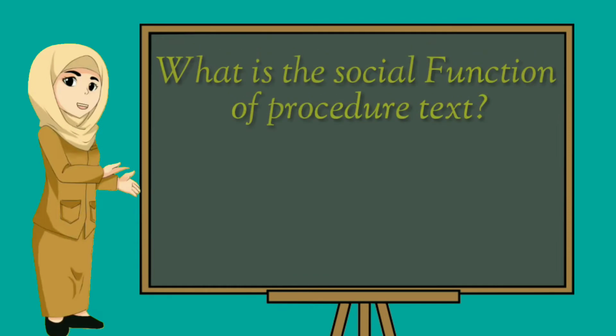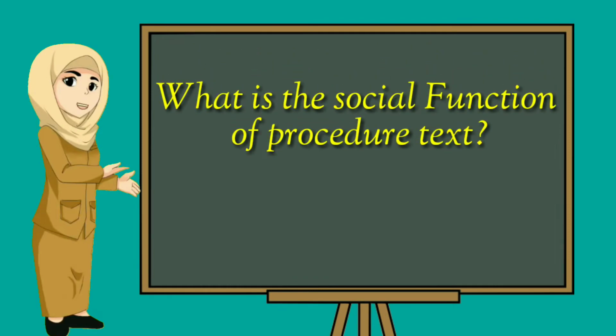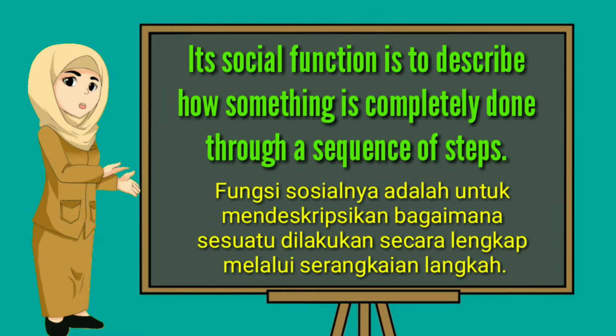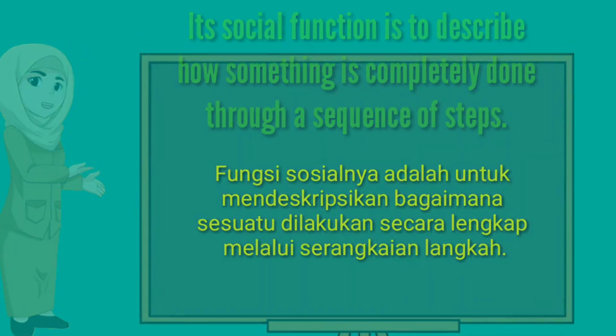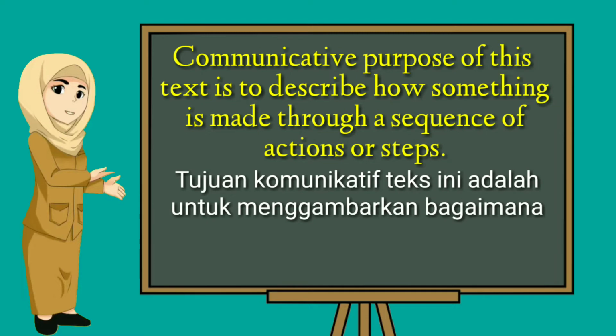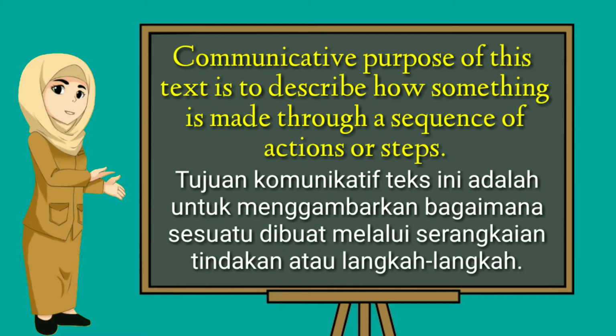What is the social function of procedure text? Its social function is to describe how something is completely done through a sequence of steps. The communicative purpose of this text is to describe how something is made through a sequence of actions or steps.